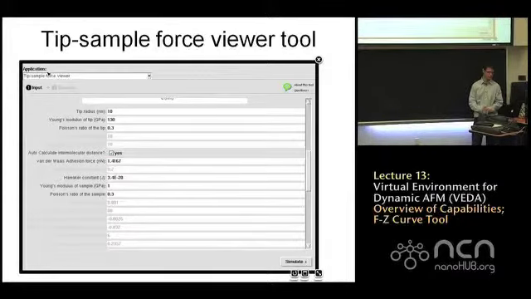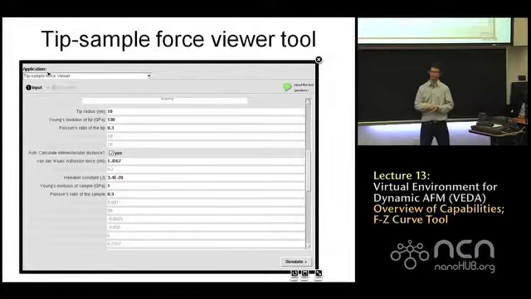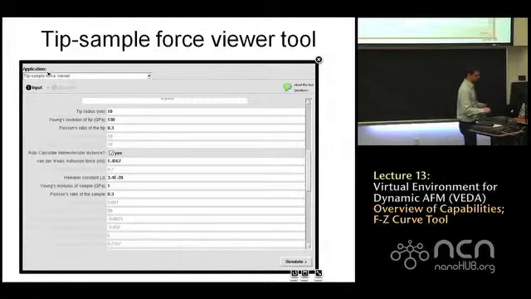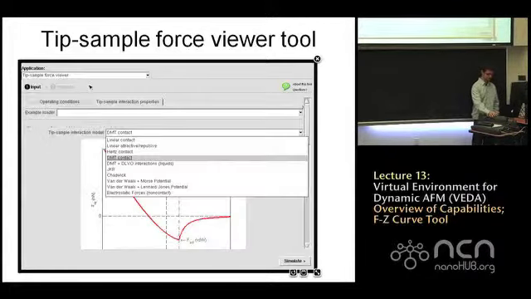So the inputs for the DMT model are, for instance, the tip radius, the Young's modulus and Poisson's ratios of both the tip and the sample, and the Hamaker constant. Okay, and the elastic moduli and Poisson's ratios have to do with the Hertz contact forces, and the Hamaker constant and tip radius have to do with the van der Waals forces. Okay, but we're going to keep all the defaults here.